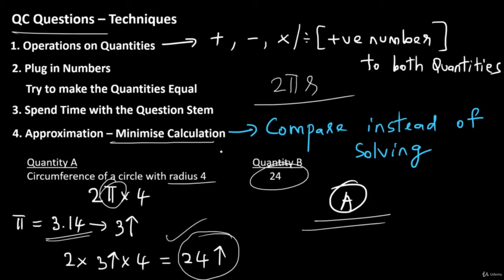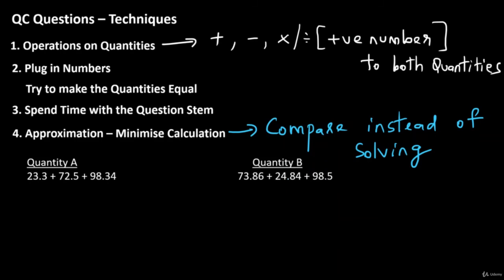Alright, so remember to compare instead of solving. Don't try to find the exact answer. We just need to know which quantity is greater. Let's do one more question. Over here, quantity A is 23.3 plus 72.5 plus 98.34. Quantity B is 73.86 plus 24.84 plus 98.5. Now, you could take your calculator and find these two sums and establish which quantity is greater, but that is not the best approach, right?